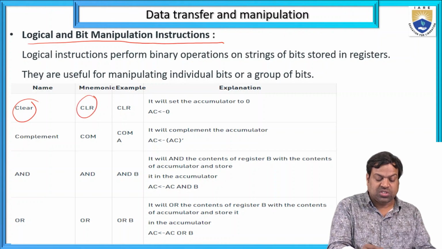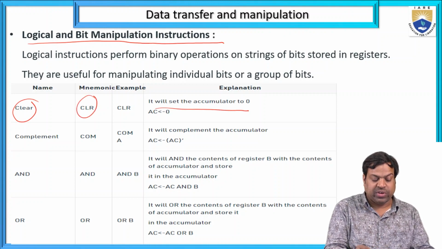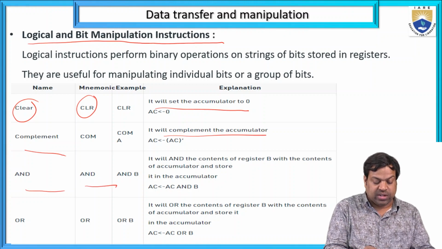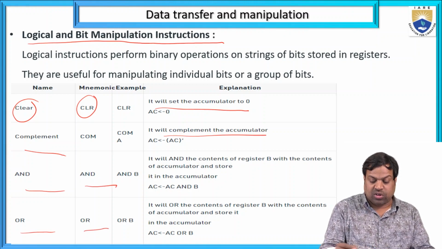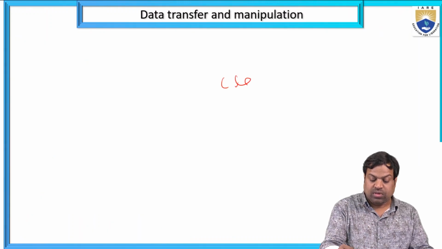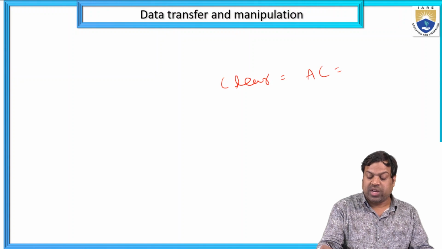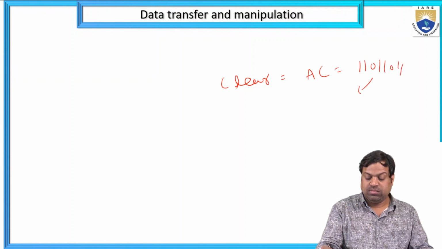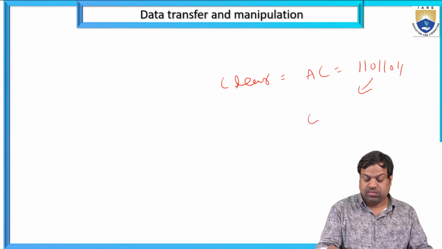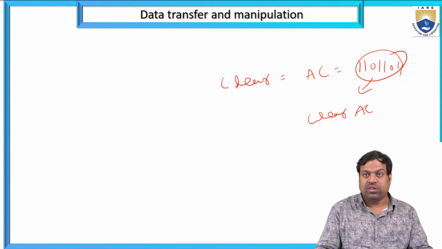Clear means we are clearing the accumulator value. Complement means complementing the value. AND and OR. Clear means, suppose my accumulator value is 11011011. I have to remove this value. That means CLR AC, the accumulator value will be cleared. So there is no value in the accumulator.